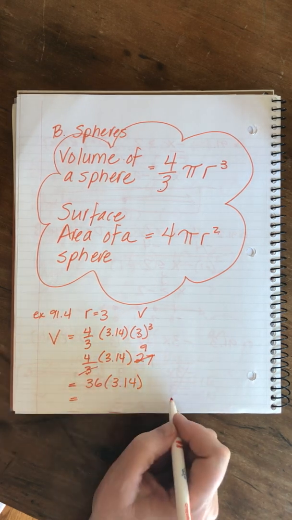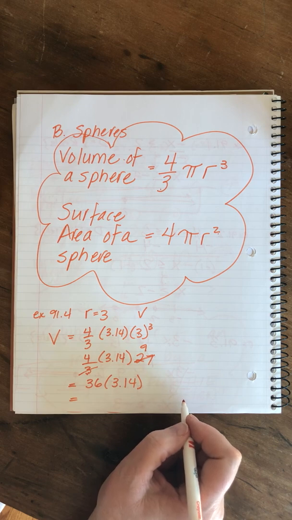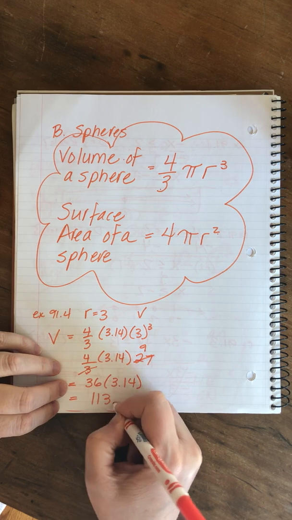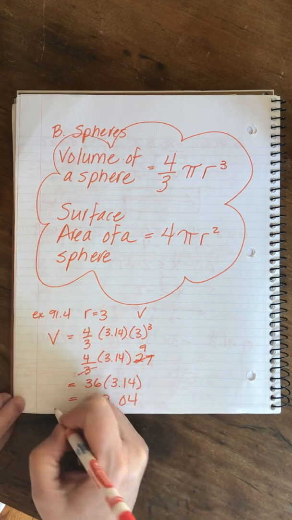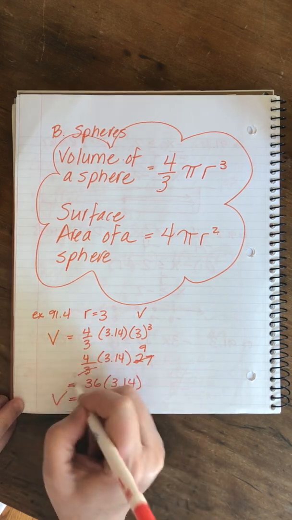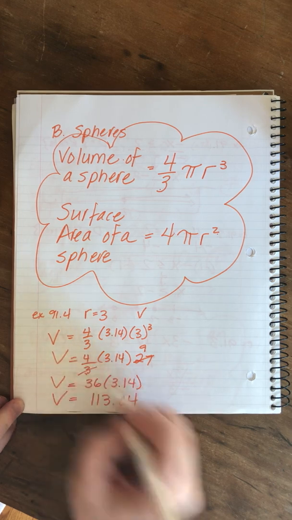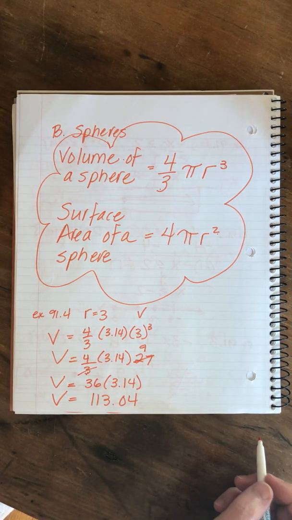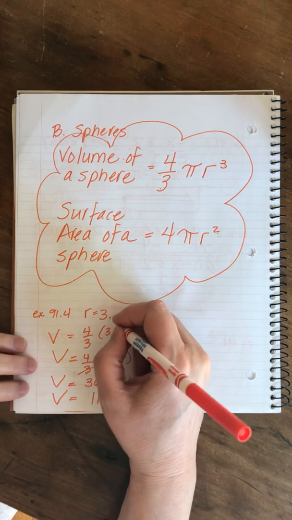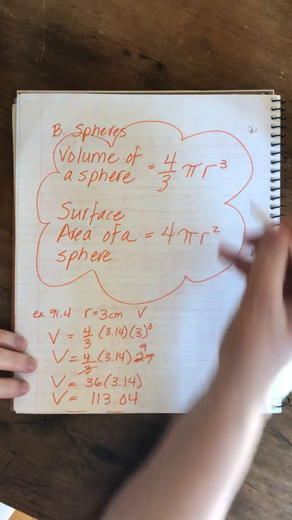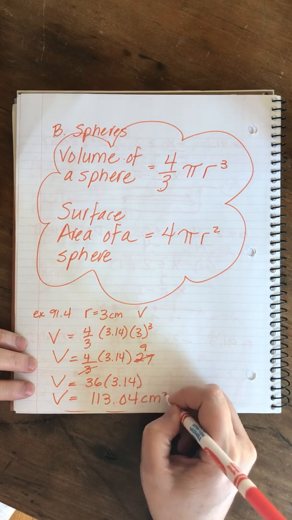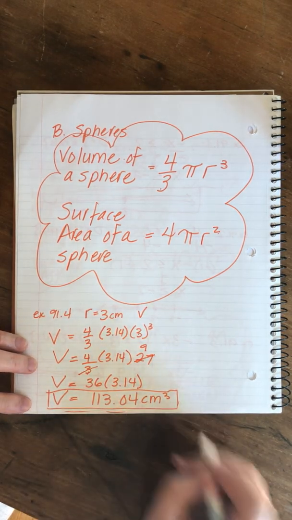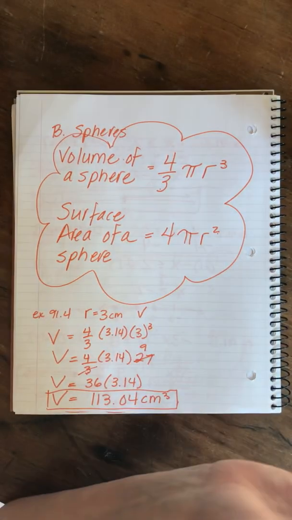You could multiply that out by hand, it wouldn't hurt a bit, and you would get 113.04 as the volume of our sphere. Just fill those in. The unit, it says centimeters, and so we know it's a 3-dimensional object, so that is our answer. Okay? If you can remember the formula, the rest of it is easy.